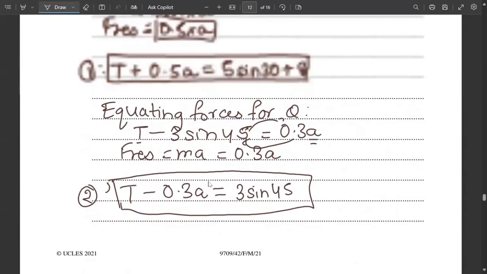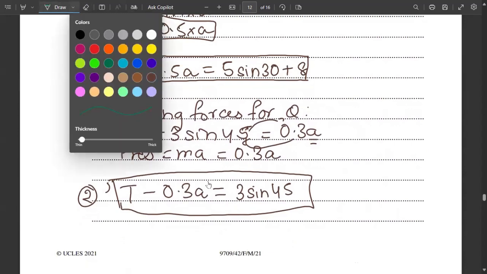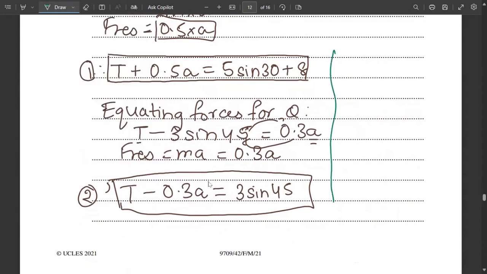Now let me equate 1 and 2. So what do I mean by that? Let me rewrite it here. First equation, T plus 0.5a is equal to 5 sine 30 plus 8. If I put that in the calculator, 5 sine 30 plus 8 will give me 10.5. And second equation is T minus 0.3a is equal to 3 sine 45. 3 sine 45 will be 2.12.